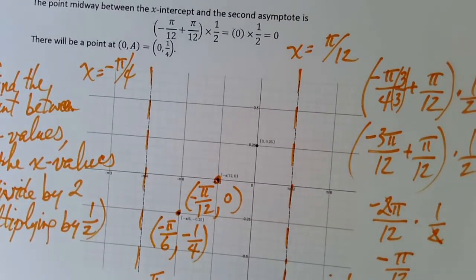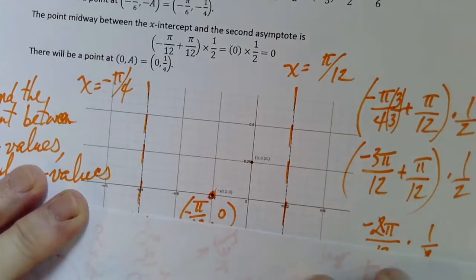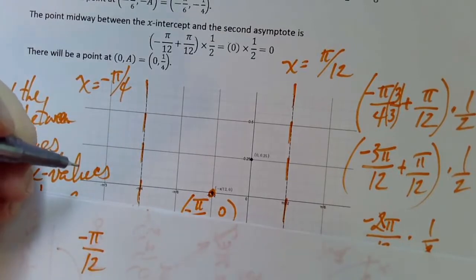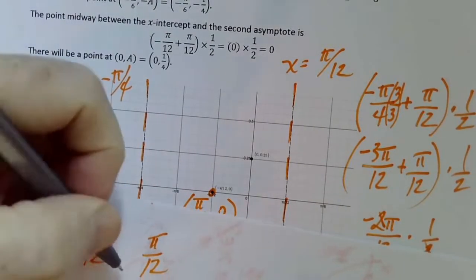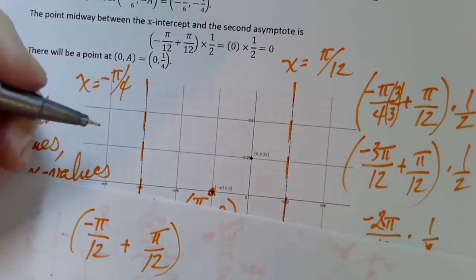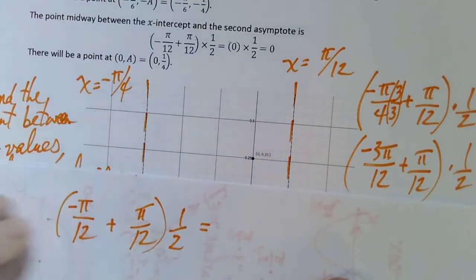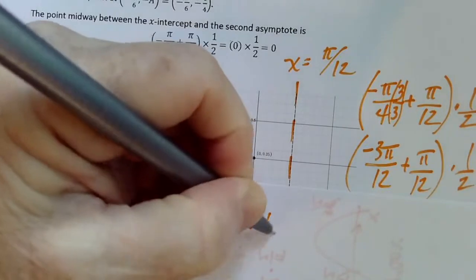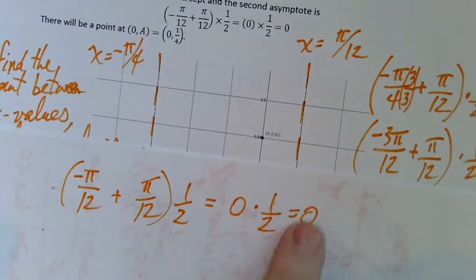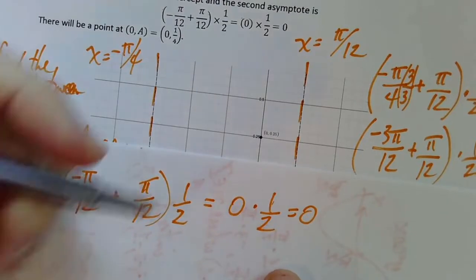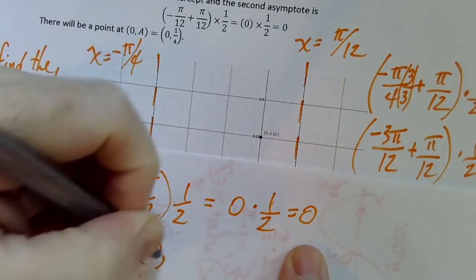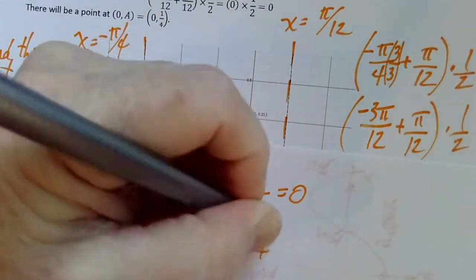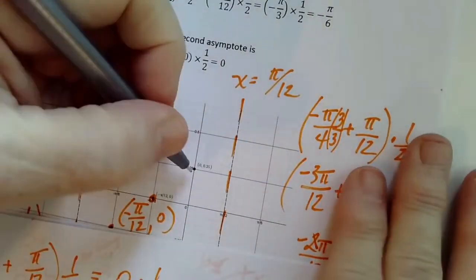Now we need to find the point midway between the x values of negative pi over 12 and positive pi over 12. That's actually pretty easy because they're opposites. We're still multiplying by 1/2, but negative pi over 12 plus positive pi over 12 is 0, and 0 times 1/2 is still 0. That means that the second nice point is going to be 0 comma A. Well, A for us was 1/4, so 0 comma 1/4.